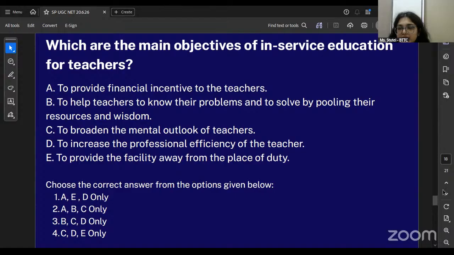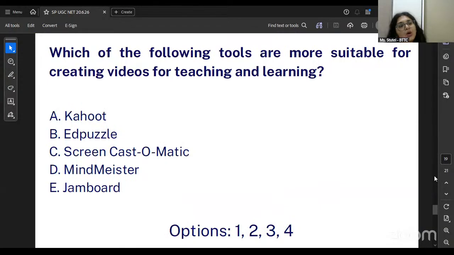And the last question is, which of the following tools are more suitable for creating videos for teaching and learning? Like I said earlier, and now I've seen that NET questions have a lot of educational technology related questions. And while I was doing my MA, I came across these apps, and I personally also use these apps. So I had a rough idea about what app does what.